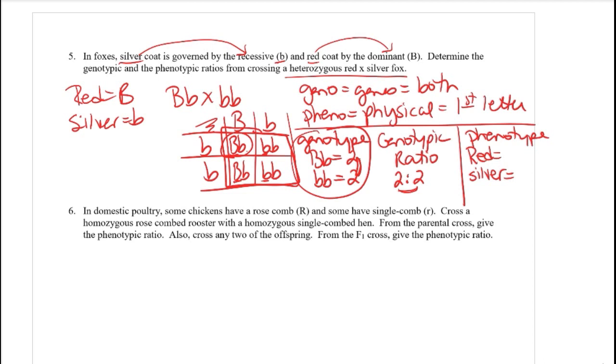So red, I've got 2 offspring that will be exhibiting the red color, and then I will have 2, looking at the first letter, that would be silver. So then my phenotypic ratio, in this case, just happens to be 2 to 2. Sometimes it's the same and sometimes it's not.